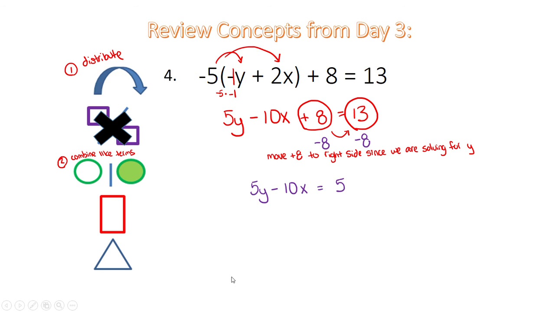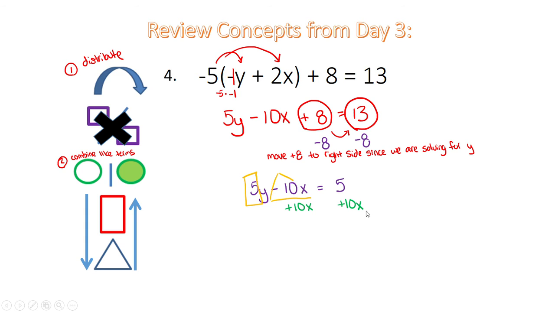Now let's set up our rectangle and our triangle. This time, keep in mind we're solving for y. So our rectangle goes not on the -10 in front of x, but on this positive 5 in front of the y. My triangle is the -10x because it's the other term on the same side as y. Just like every time we have a triangle, we move it first by doing its opposite. So if this says -10x, its opposite is plus 10x, and we need to do that to the other side.